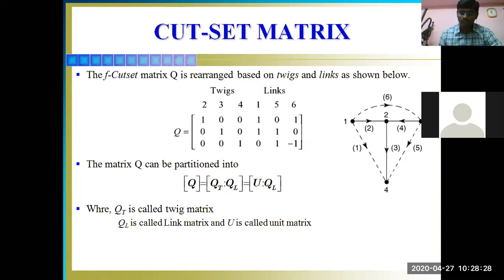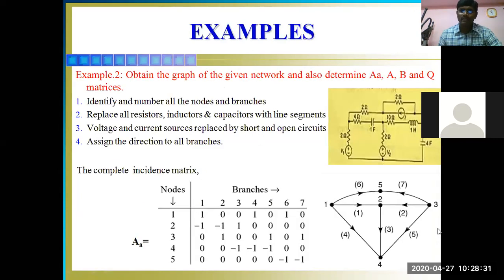With this, the theoretical aspects of these matrices are completed. Then we will discuss one more problem like this. Suppose we are to obtain the graph of the given network and also determine the A, B and Q matrices for the given graph. Here the network is given. First he asked to find the graph of the network.